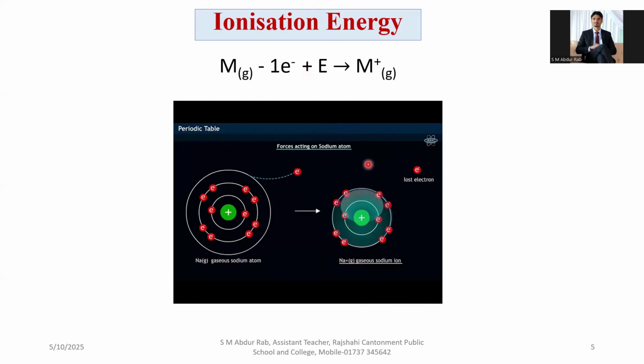That means, if the atomic size decreases, the nucleus feels more attractive force on the outer shell, and we need more energy to remove an electron. That's why in a period from left to right, ionization energy increases. And in a group, when you move top to bottom, the outer shell goes far away from the nucleus, so attractive force decreases, and we need less energy to remove an electron from the outer shell, so ionization energy decreases.